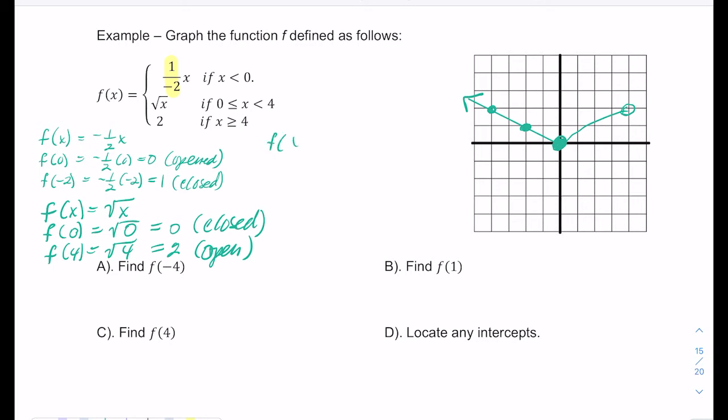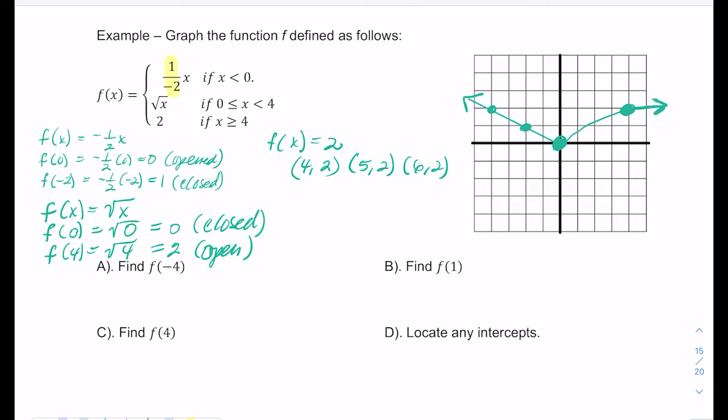f of x equals 2. It says if x is greater than or equal to 4. So that means as long as you have 4 for your x value, then the y value is always 2. So you could have (5, 2), (6, 2), and so on. So (4, 2) is right here. We're going to fill that circle in, and then that graph is a constant function.